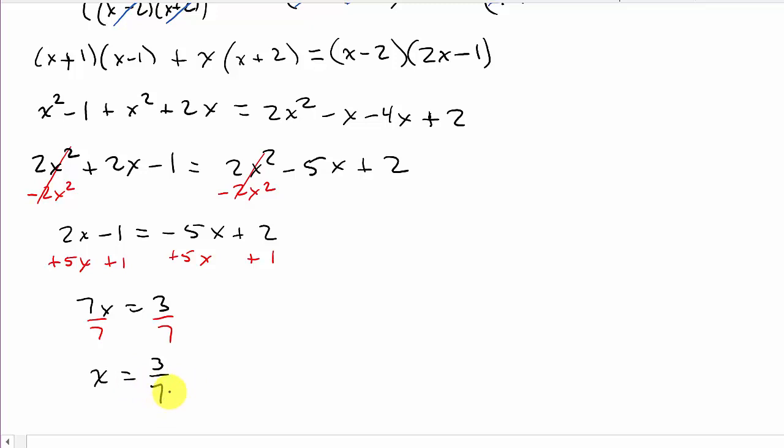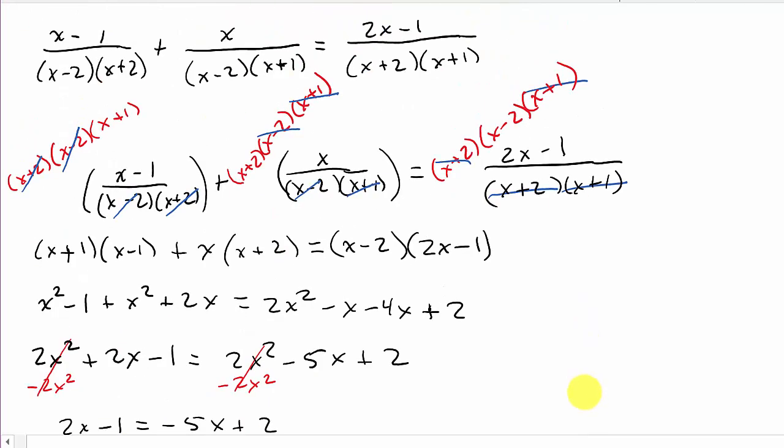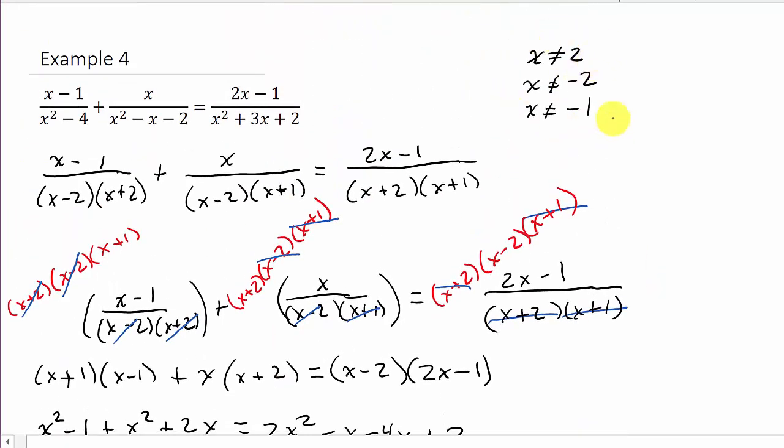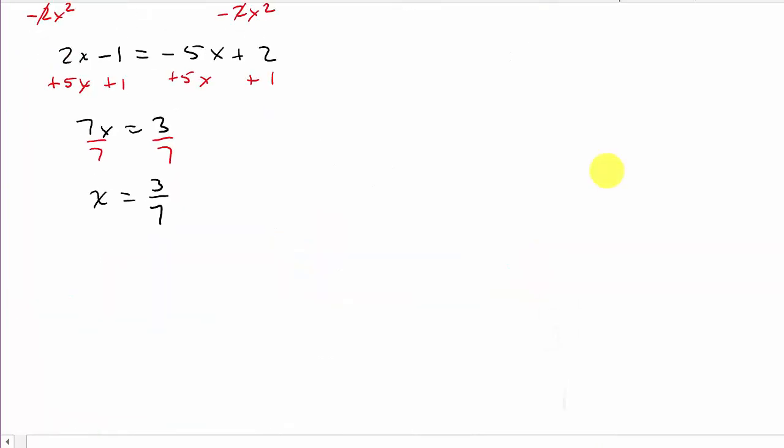And I don't think I made an arithmetic mistake anywhere, so alright, I think that's going to be good. Make sure I FOILed this out right. That's 2x squared, that's going to be negative x, negative 4x plus 2. Alright, so all that looks good. So we get x equals 3/7, and if you notice, 3/7 is not one of our restrictions, and so this is our answer.